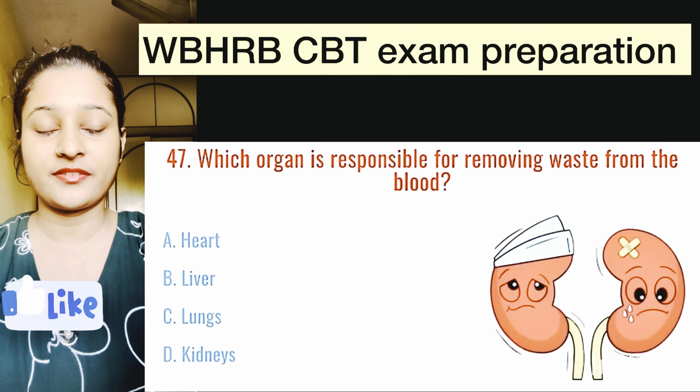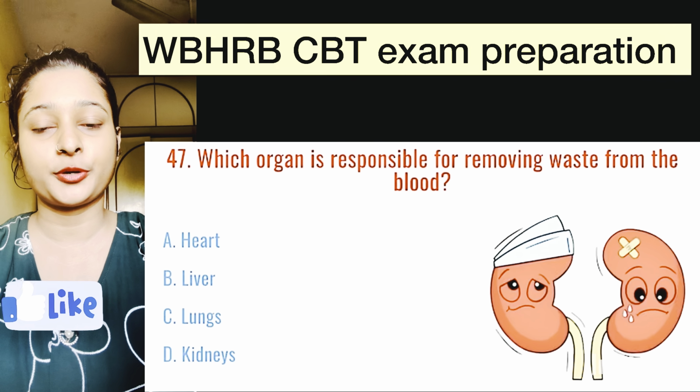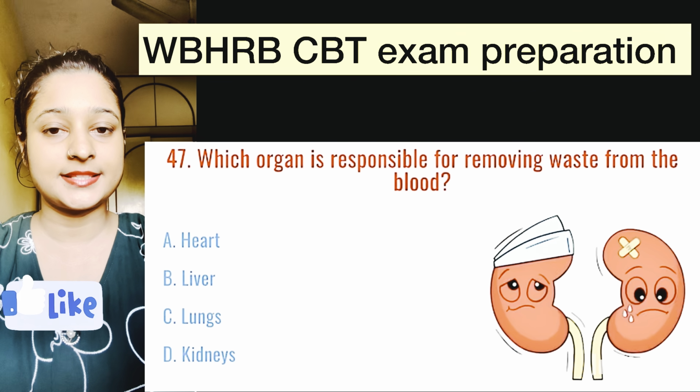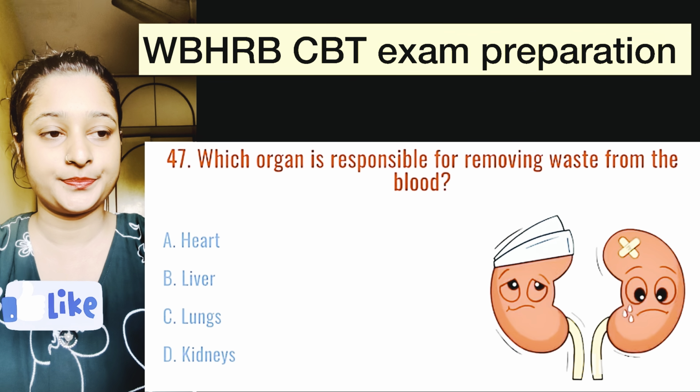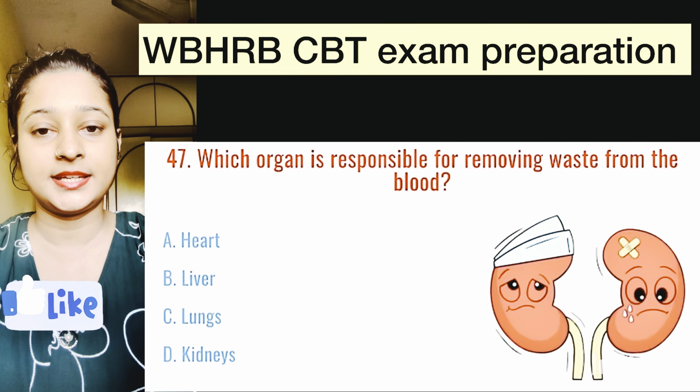Question number 47 is, which organ is responsible for removing waste from the blood? Here option A is heart, option B is liver, option C is lungs and D kidney. Here correct option is option D kidney.